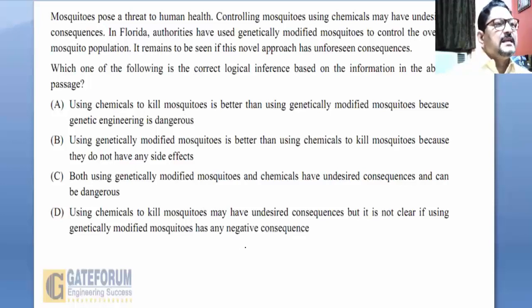Now, this is exactly what has been said. Controlling mosquitoes using chemicals may have undesired consequences, which is exactly what has been said here. It is not clear if using genetically modified mosquitoes has any negative consequence. That is exactly what is being said here. So naturally, we will say this is the correct logical conclusion that is based on the above paragraph.